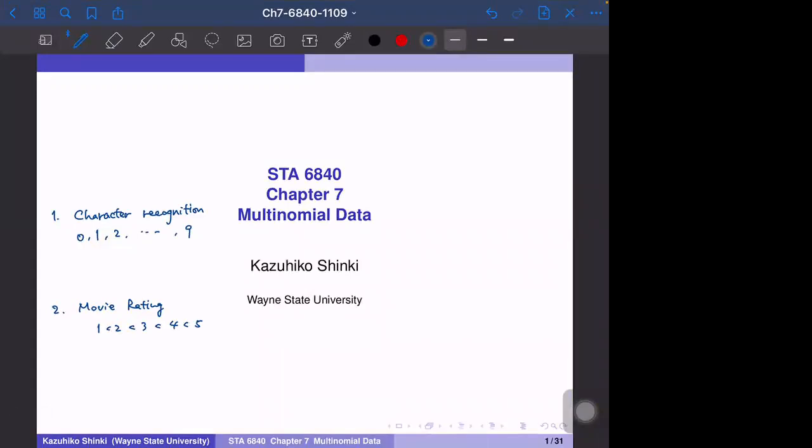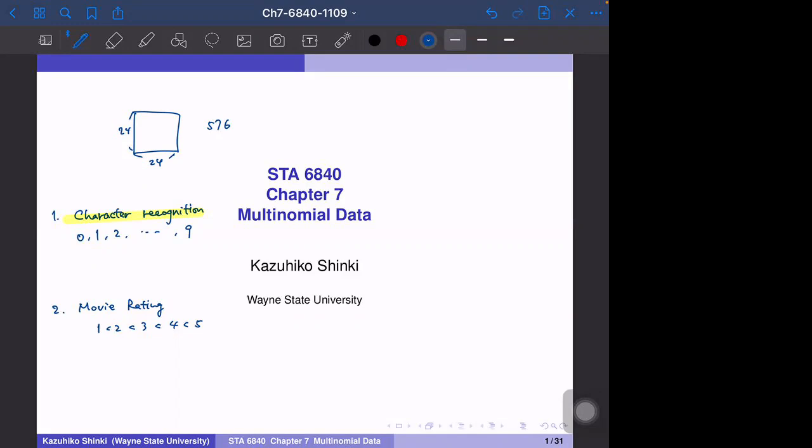Hi, chapter 7, multinomial data. So we think about the categorization problem. A typical example is the character recognition problem, based on handwritten data that is maybe 24 by 24 pixel data. So that is 576 variables, the 24 by 24 variables.